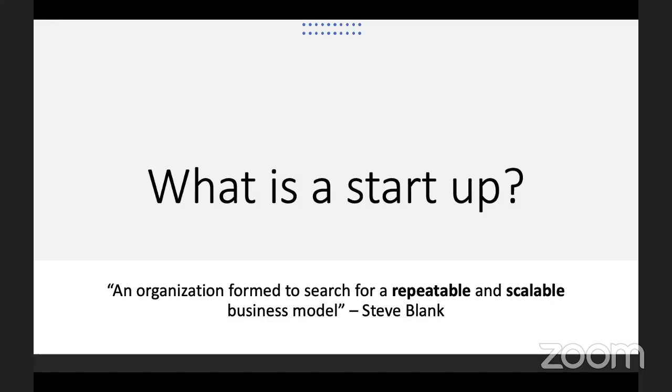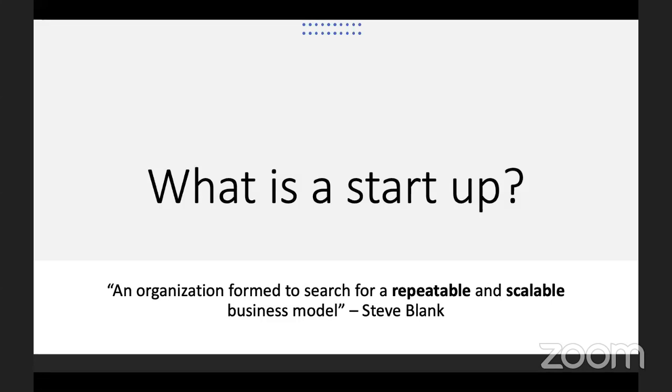A startup is actually a temporary organization. This is what Steve Blank's definition speaks about. It's a temporary organization, and it's basically a hypothesis that you're working on. So it's an assumption that you're working on. And then with that, you're trying to search for a repeatable and scalable business model. I'll take a very primitive example to explain this. Let's say you want to just start a restaurant. Usually a restaurant is a lifestyle business if you're just trying to do a single location restaurant.